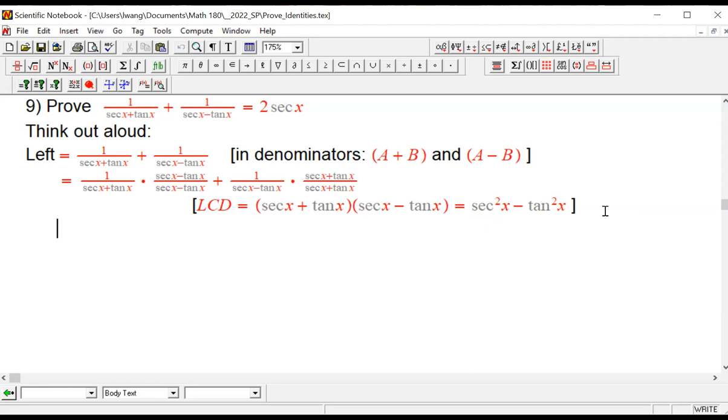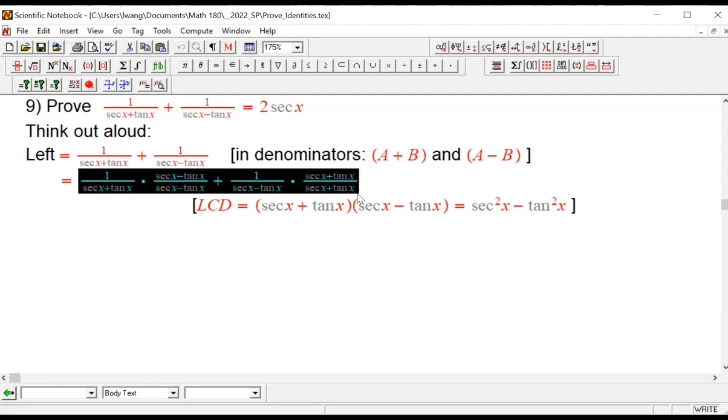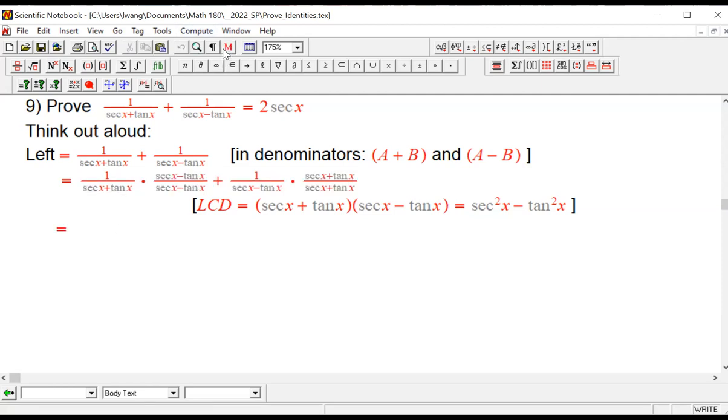So now we're reaching the next step. What do we have? Of course, we already have the common denominator, secant x squared minus tangent x squared, right here for both. That's nice, isn't it? And the numerator, secant x minus tangent x times 1 is just secant x minus tangent x. 1 times secant x plus tangent x is secant x plus tangent x. Anything times 1 stays the same.